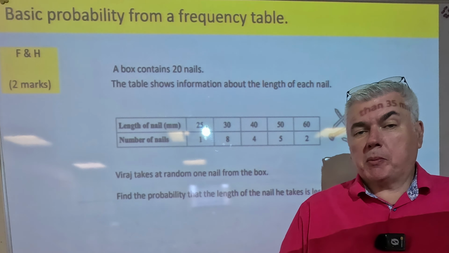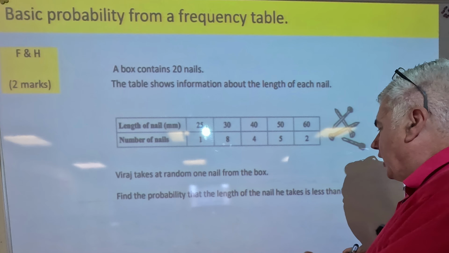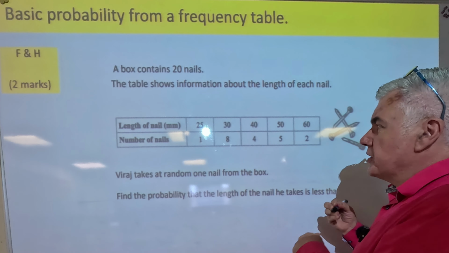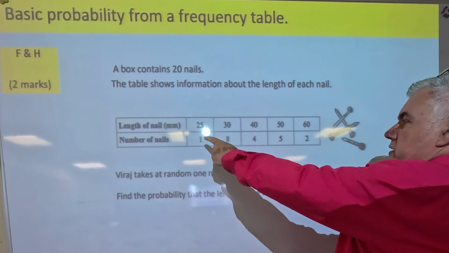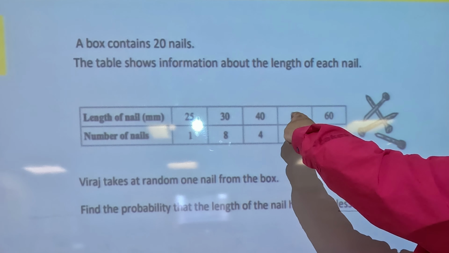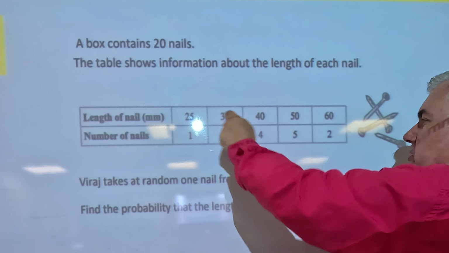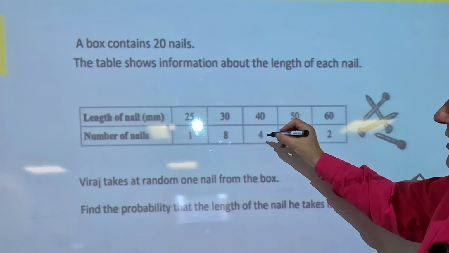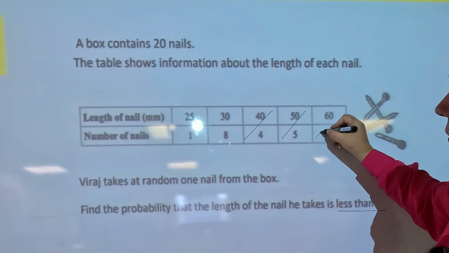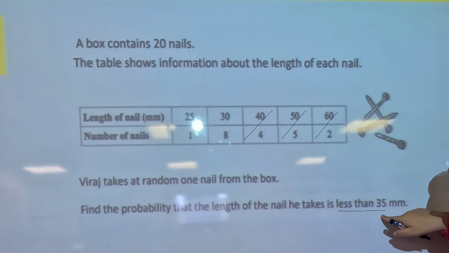Okay, so unlike the last probability question, this isn't quite as easy. Less than 35. Notice there are no nails that were 35, but it says less than. So which of these numbers are less than 35? Because these are the millimeters it was measured in. I've got a 25 and a 30. I'm not interested in that or that, or that, because they are greater than this 35.